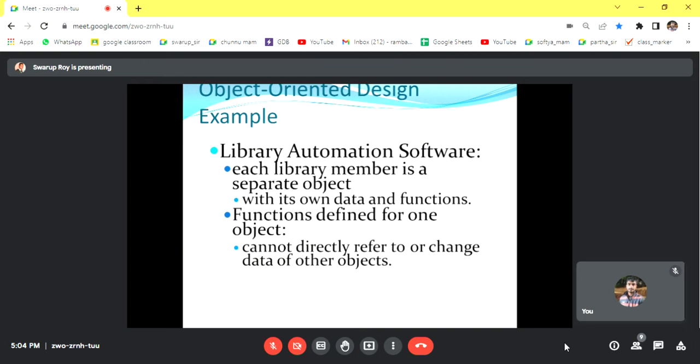Here you have to think in terms of objects and the relationships between the objects. So what are those objects? A library member can be an object, a book can be an object, a librarian can be an object. These are the things that you have to identify. There may be more; I'm just giving examples.